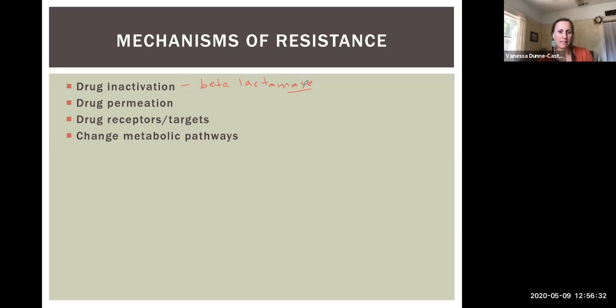But this is an enzyme that could be propagated in the population very readily through these resistance factors and provide drug resistance for any of those beta-lactam drugs. Drug permeation. Permeation means to penetrate through, like to get inside, means getting inside the cell.